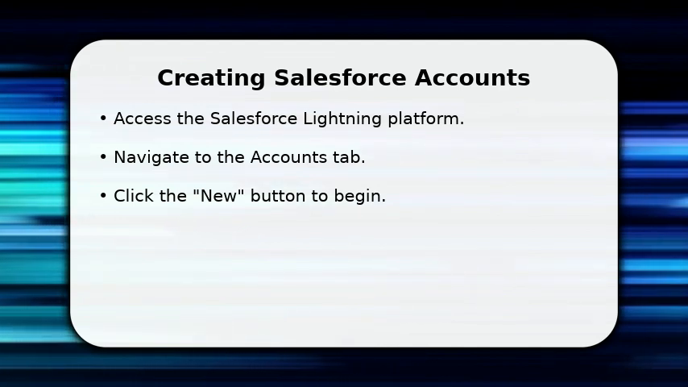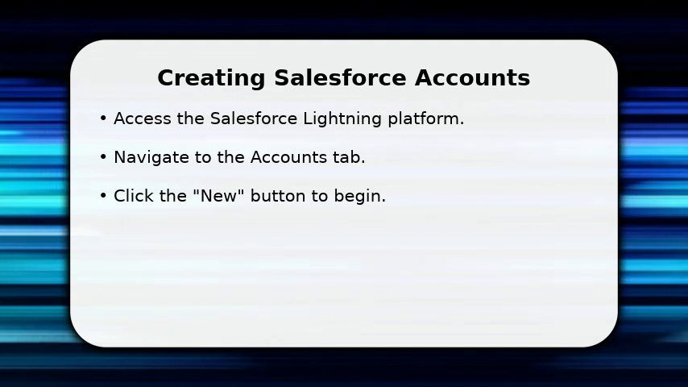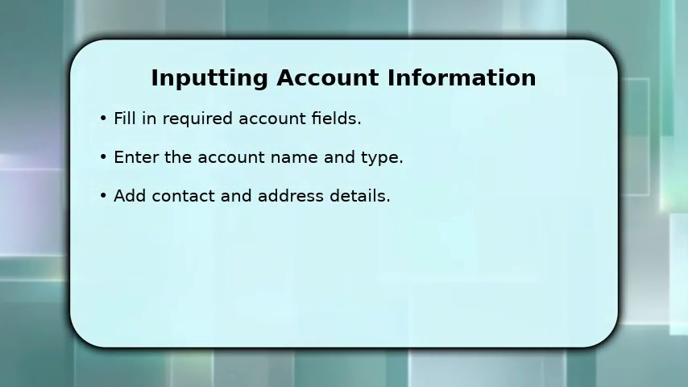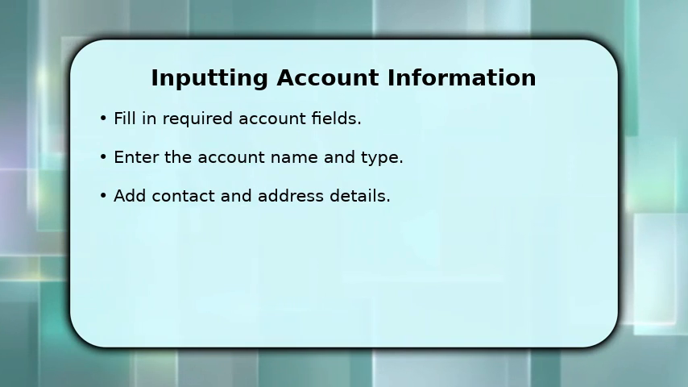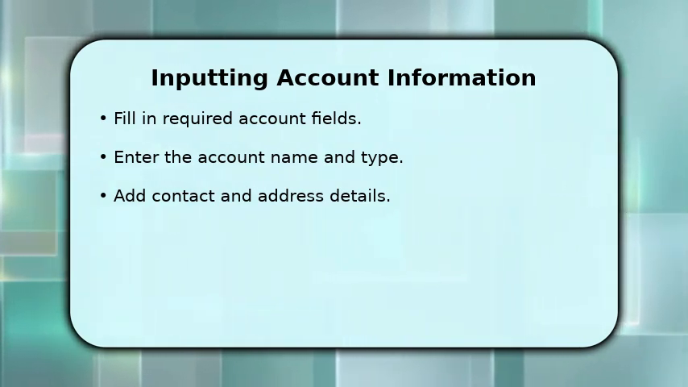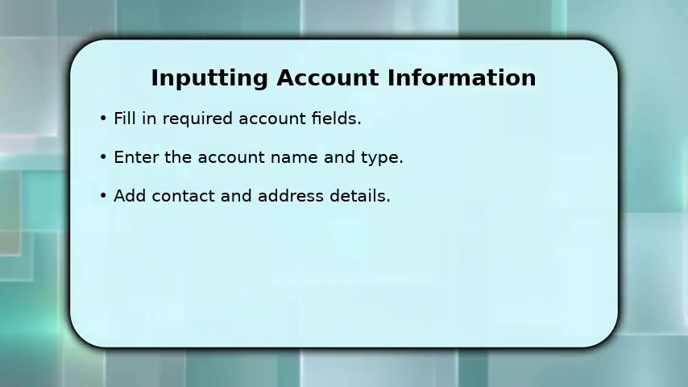From there, you'll see a new button, usually in the top right corner. Click this button to start the process of creating a new account record. Now, you'll be presented with a form to input the account's details. Make sure to fill in all the required fields, which are typically marked with an asterisk.